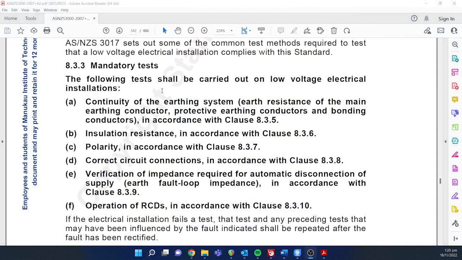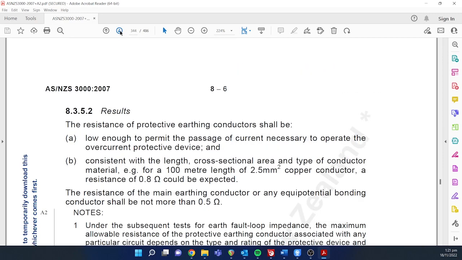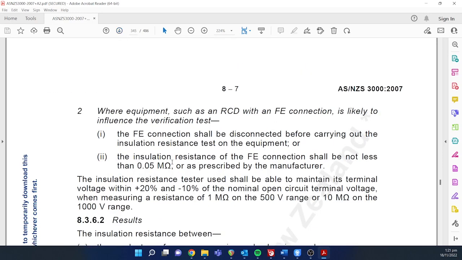We are in Section 8. Section 8 of ANZS3000 is testing, or it's called verification. And I've already highlighted here Section 8.3.3, which tells us the mandatory tests. And one of those is insulation resistance in accordance with Clause 8.3.6. So this is telling us that we must perform an insulation resistance test on our installation, and also refers there, 8.3.6, to the location of what we need to do. So I'll quickly flip down to that.